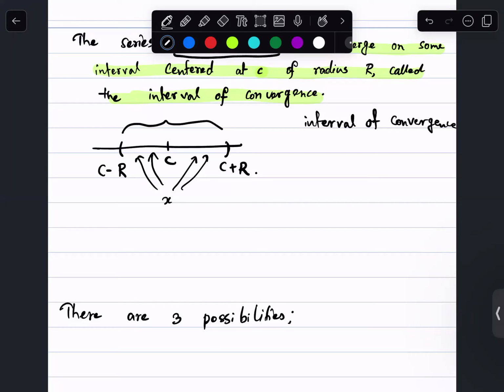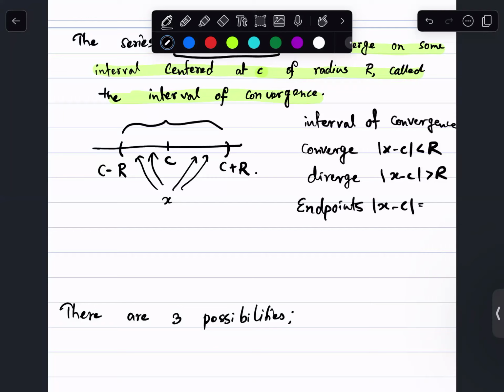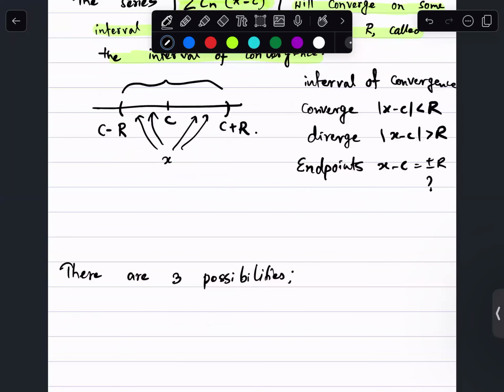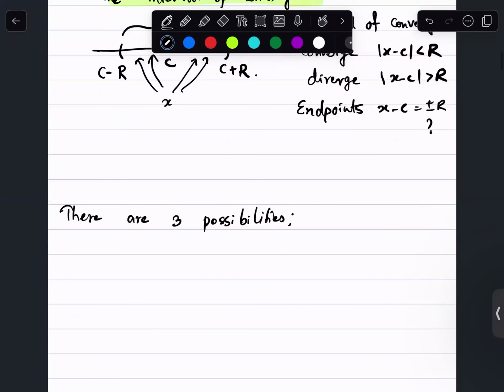Interval of convergence. So this will converge when |x minus c| is less than r, and diverge when |x minus c| is bigger than r. And for the endpoints, which is just x minus c equal to plus or minus r, we don't know. We have to check explicitly for different problems. And also, let me write here, r is called the radius of convergence.